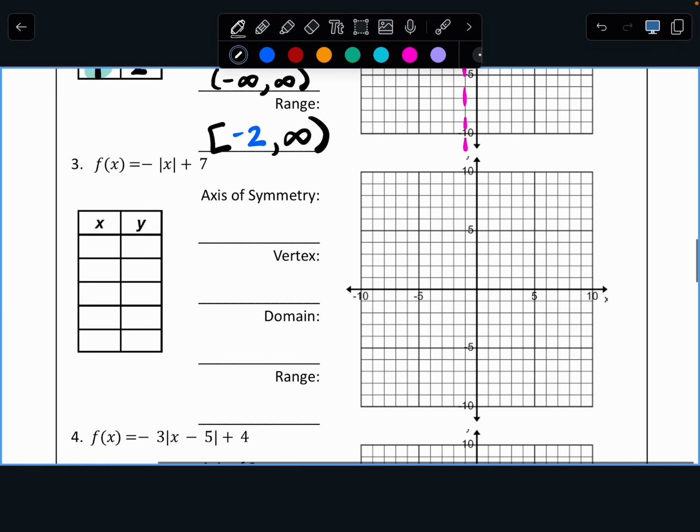Number 3, identify h and k. So there is no minus or plus inside that absolute value. That means that h is 0 and k is 7. Axis of symmetry is x equals 0. And the vertex is 0, 7.